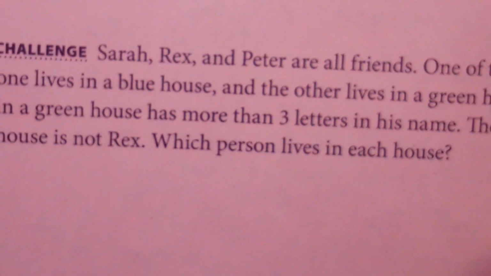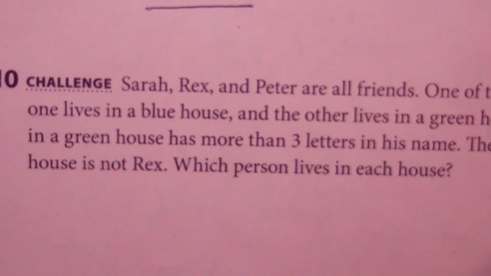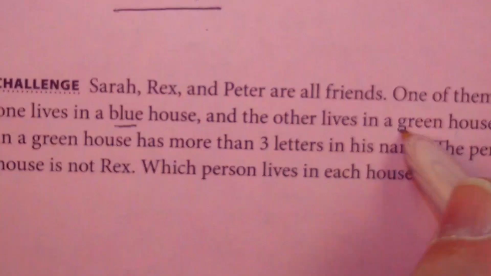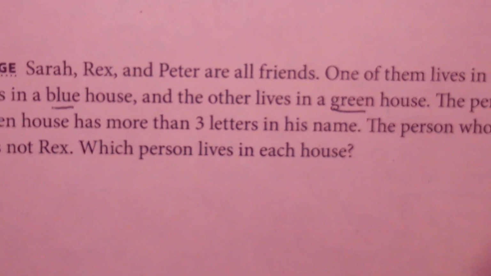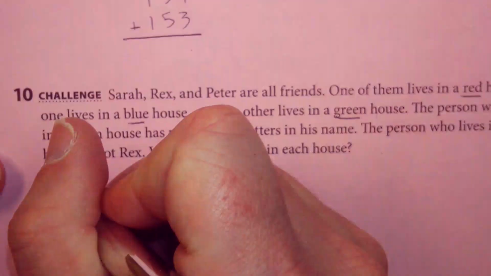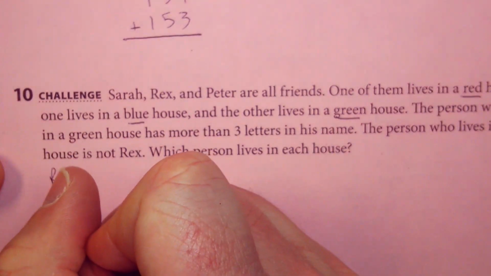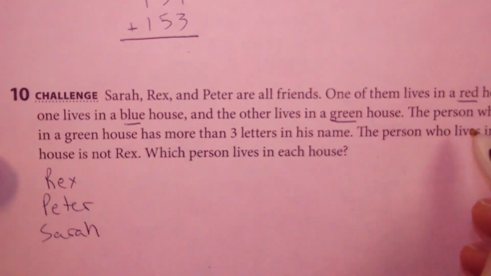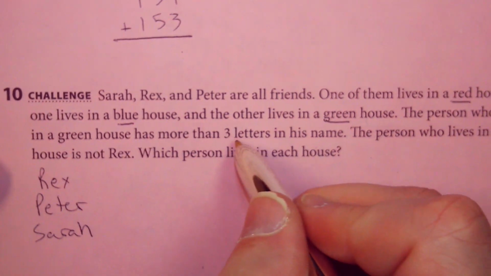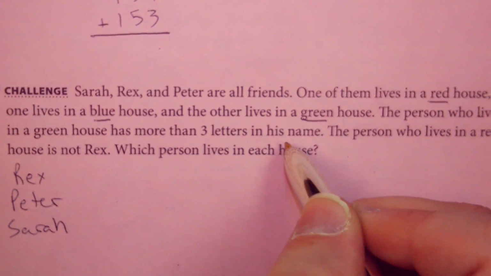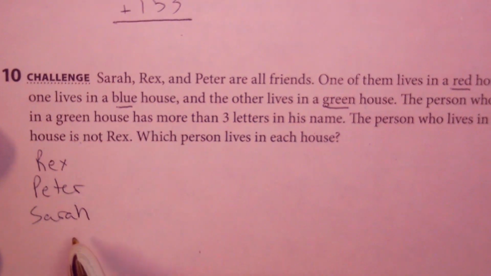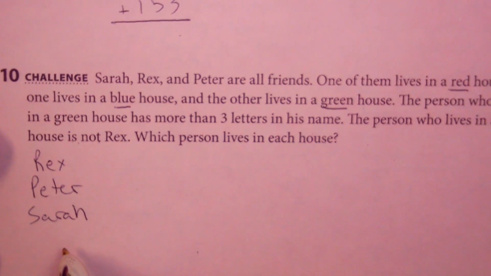In our last question, Sarah, Rex, and Peter are all friends. Okay, they all live in different colored houses. Looks like there's a red house, a blue house, and a green house. Now here's the riddle. And I'm going to write their names down to help us out. Rex, Peter, Sarah. It says, the person who lives in a greenhouse has more than 3 letters in his name. The person who lives in a red house is not Rex. Which person lives in each house?